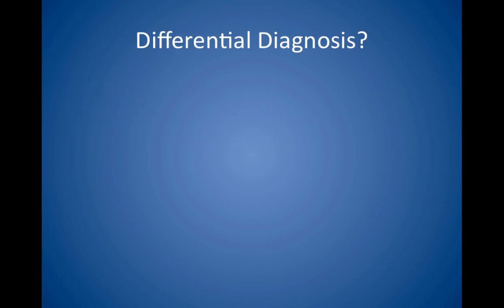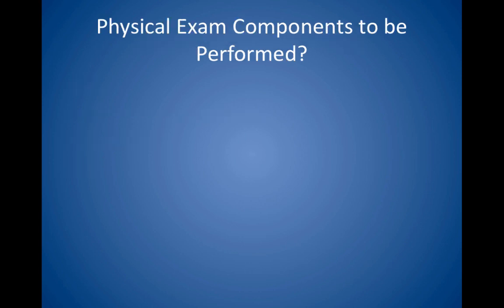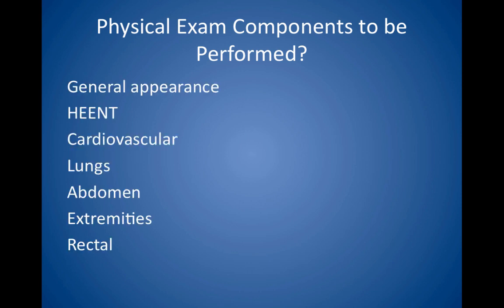What is the differential diagnosis? The differential diagnosis includes abdominal aortic aneurysm, acute coronary syndrome, pancreatitis, and small bowel obstruction. What components of the physical exam do you perform? The exam components that should be performed are general appearance, HEENT, cardiovascular, lungs, abdomen, extremities, and rectal examination.